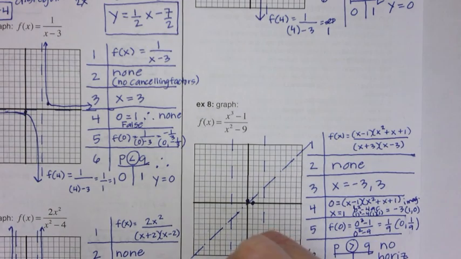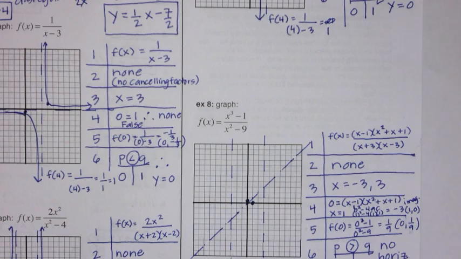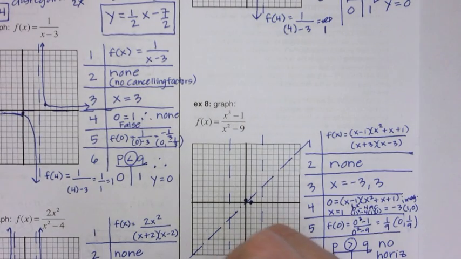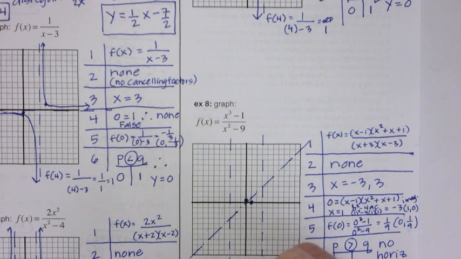So I'm going to pick a number in this interval. I'm going to pick f of negative 4 and plug it in. So negative 4 cubed minus 1 all over negative 4 squared minus 9. So that gives me negative 63 minus 1 all over 16 minus 9, which gives me negative 64 over 7, which gives me negative 9 and 1/7.